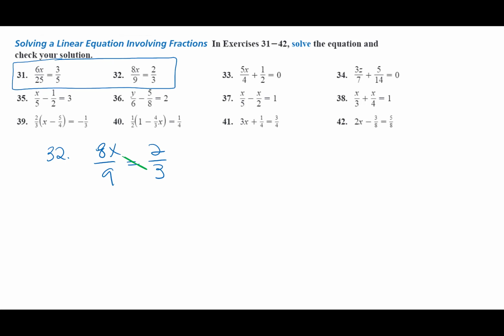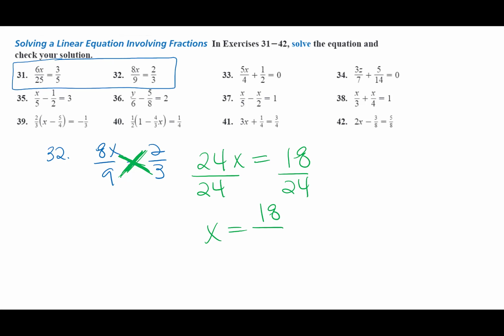Okay, to cross multiply, a lot of times I put an X directly over the equal sign, and that connects the two numbers that I need to multiply. So the 8x is connected with the 3, and so 8x times 3 is 24x. The 9 and the 2 are also connected. We multiply that to get 18. Next, divide both sides by 24. x equals 18 over 24.